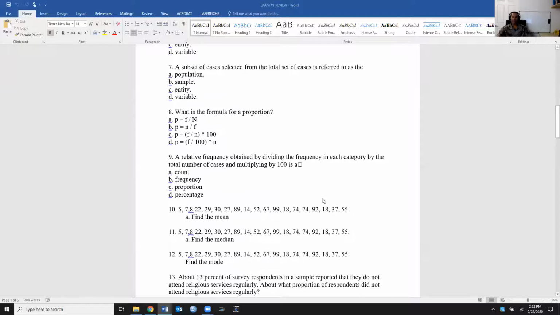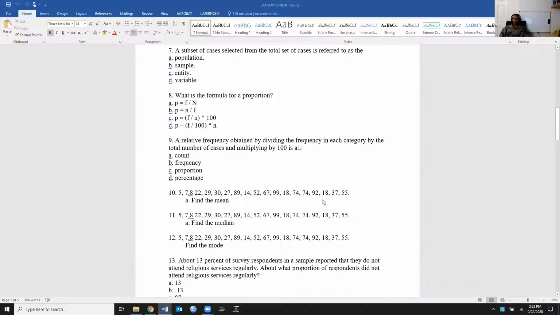Okay, so let's talk about what is the formula for a proportion? It's A or C. I think A. It's A. I don't know why I thought 100 was in that. There's a reason why you might think that 100's in there, but the formula for proportion is P is equal to F divided by N. So the proportion is equal to the frequency of a category divided by the N, which is, what is the N again? Total number of cases or variables. Right, so the total number of cases in the distribution, good.